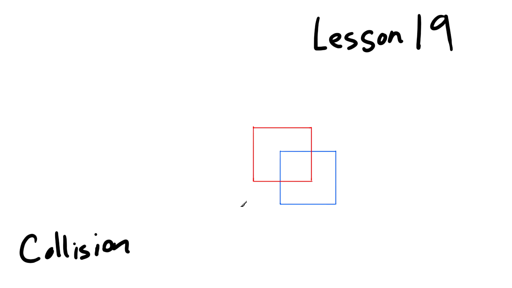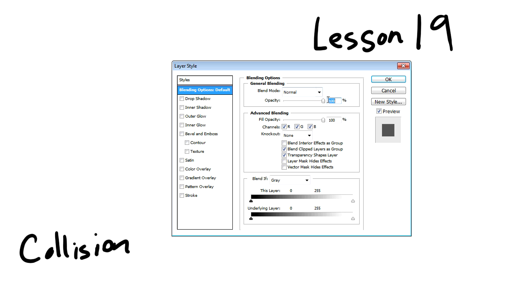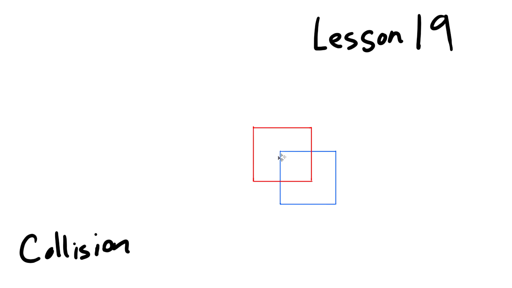Well, let me just make a new layer here. I'm going to copy this layer, and go to blending options. Just blend that down to 30%. Okay. So, let's say the light colored rectangle is your last frame position, and the solid one is your new position after updating.